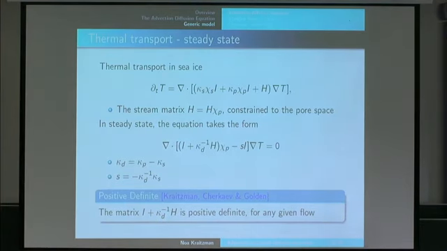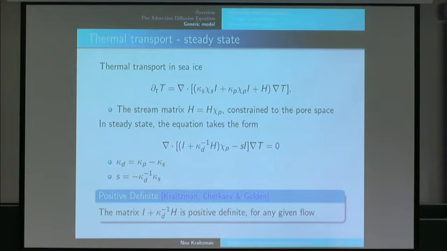Okay, we do the same trick as before. We take the advective term, we rewrite it as a diffusion term, and we introduce this matrix H. And again, H, as before, is the stream matrix, which relates to the stream function, only now it's restricted to the pore space.